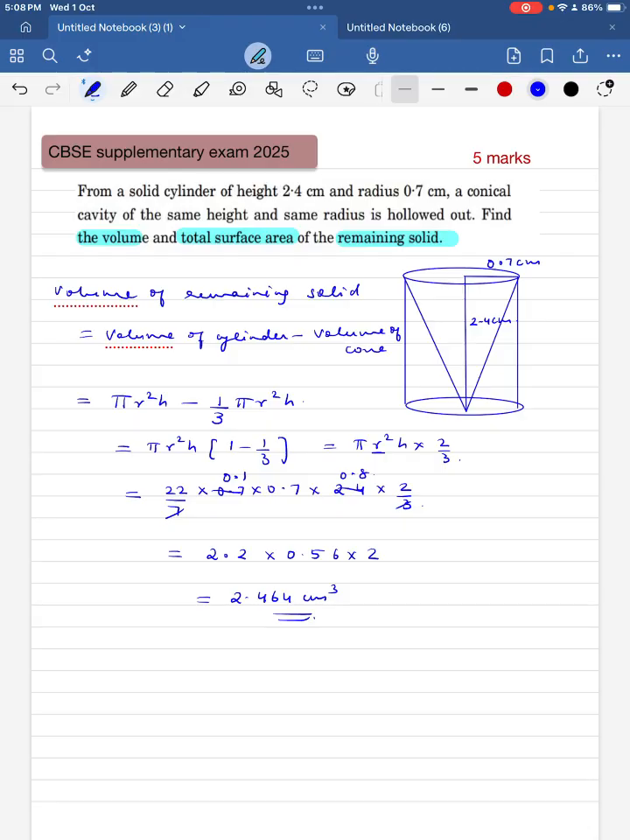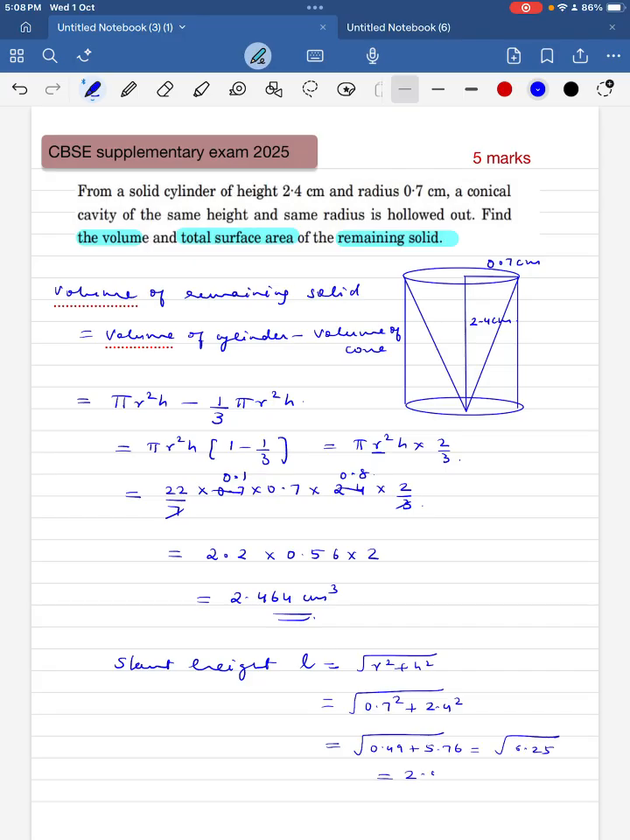Now in order to find the total surface area of the remaining solid, we need to know the slant height of the cone because that's used in the formula. So let's find out the slant height of the cone. Slant height l is equal to root of r squared plus h squared. That is square root of r squared, which is 0.7 squared, plus h squared, which is 2.4 squared. So that will give us root of 0.49 plus 5.76, and that's equal to root of 6.25, and that's equal to 2.5 centimeters. So we know that the slant height of the cone is 2.5 centimeters.